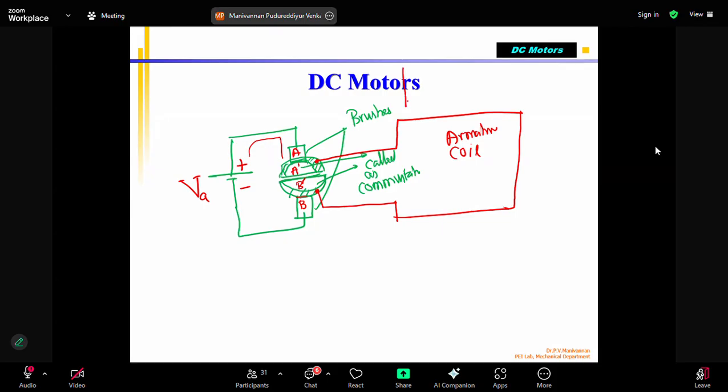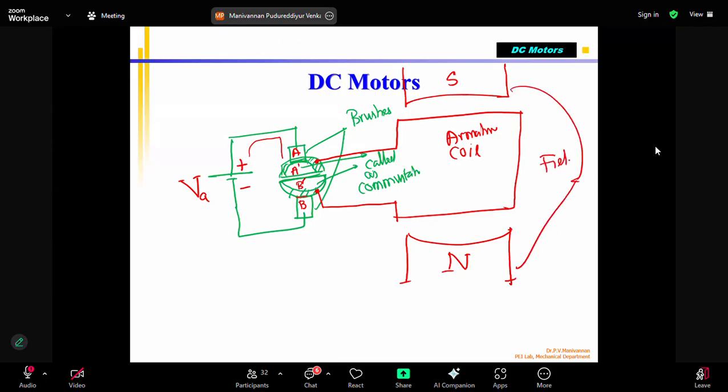Then I have two magnets. So this is the North Pole. This is the South Pole. These two form what we call the field magnet. Please note that in a DC motor, as I just told you, the field magnet is also an electromagnet, but for understanding purposes I am showing it as a permanent magnet. And the magnetic field strength is called phi F.